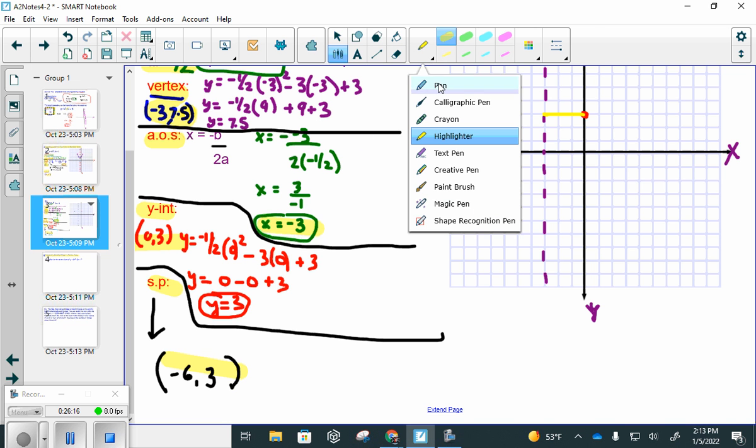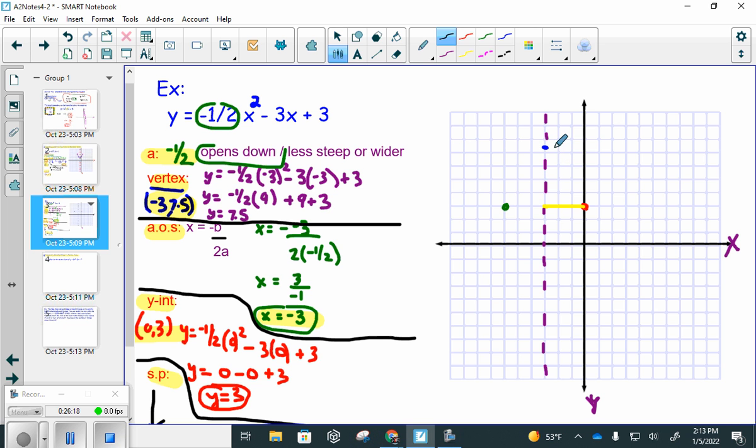And all we got to do now is finish it by connecting these points. And so it does open downward. Try your best to make it look like a U instead of a B. And that will be your picture for negative 1/2 x squared minus 3x plus 3.